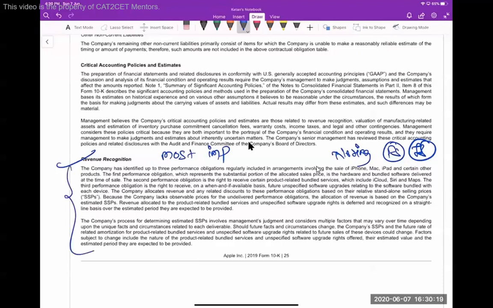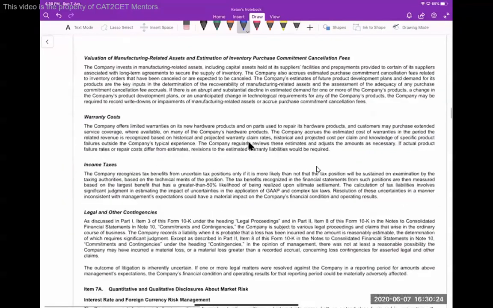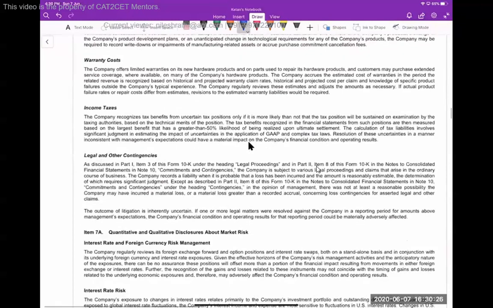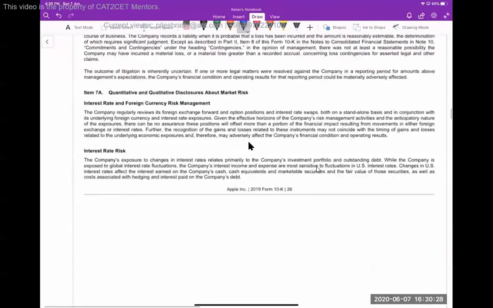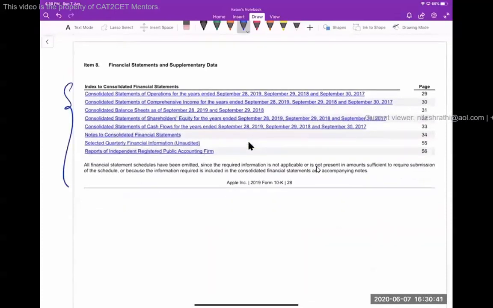So this is something you will have to read by yourself to have a greater understanding. Again, all these important things, you can have a look at it. Quantitative and qualitative disclosure, the most important thing. This actually talks about your economy, interest rate risk, foreign currency risk, hedging, and all the stuff. Okay. Then comes this portion.